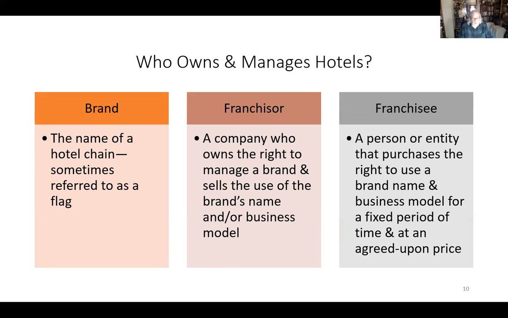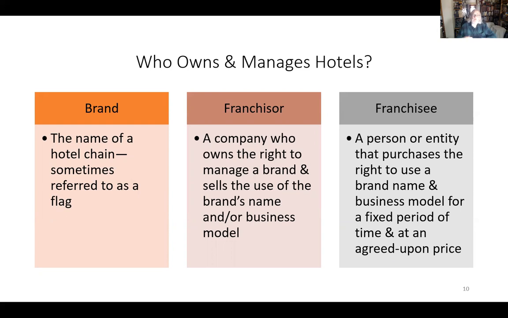A franchisor is the company who owns the right to manage a brand and who sells the use of the brand's name or the business model. So the franchisor owns the company, and they are the ones who allow the licensing of various franchises out there to someone who is known as the franchisee. That could be a person, but it could also be an entity such as a management company, or it could be another hotel chain, or it could be many different arrangements.